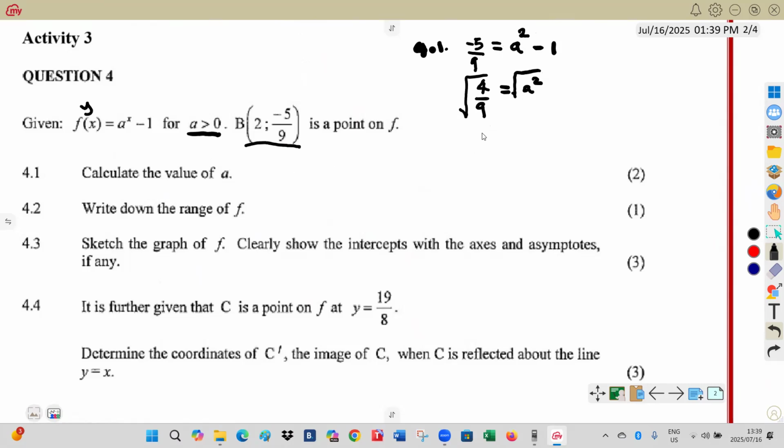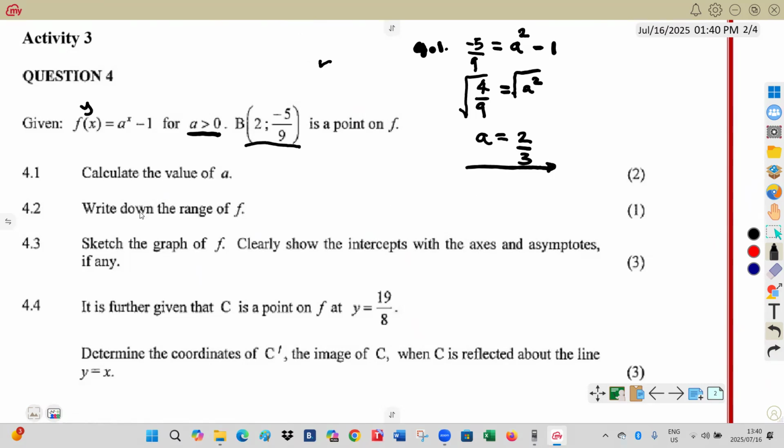So conclusively, our a will be equal to the square root there. So our a here will be equal to 2 over 3.